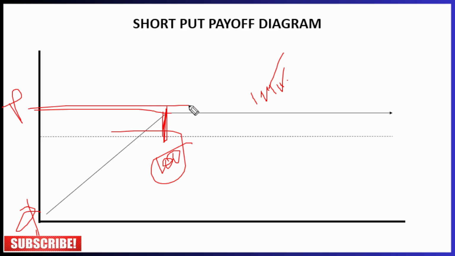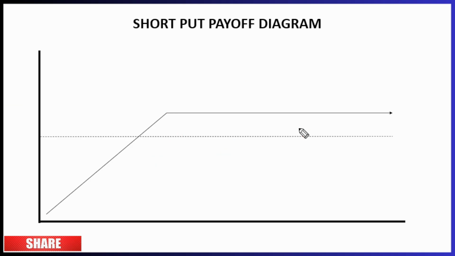Our maximum gain is going to be the premium received. The maximum gain, in other words, or the maximum P&L of an option seller, always equals the premium received to open the trade.